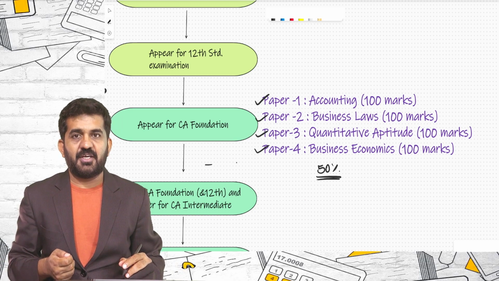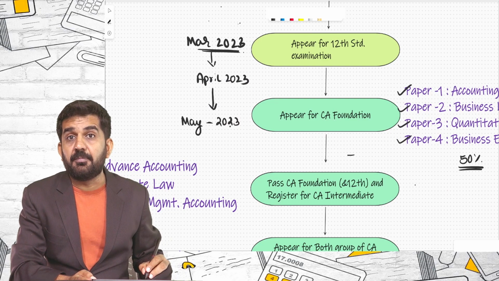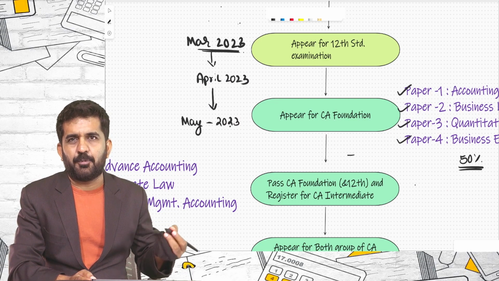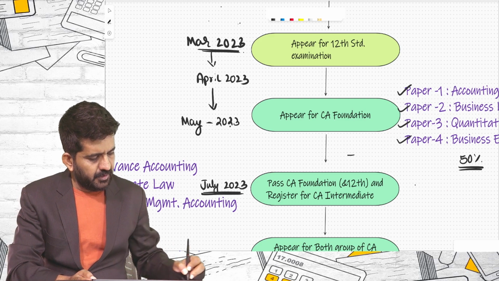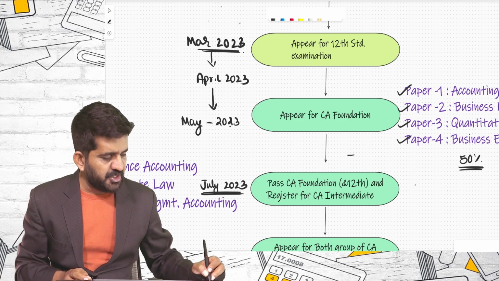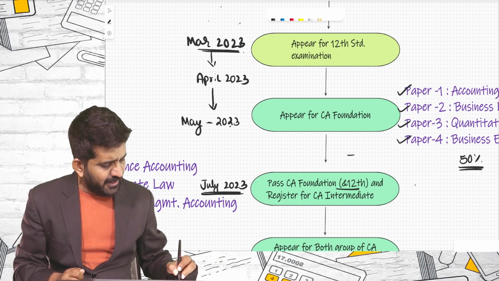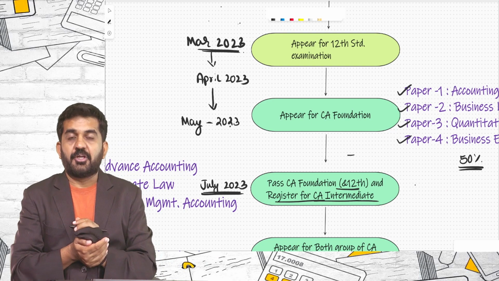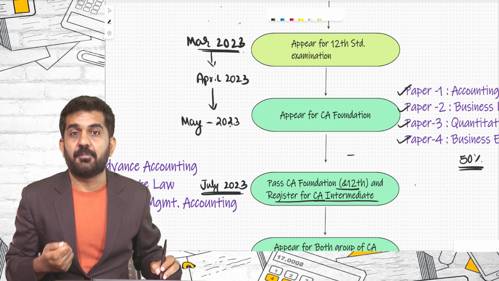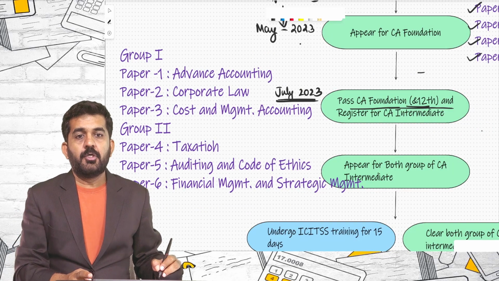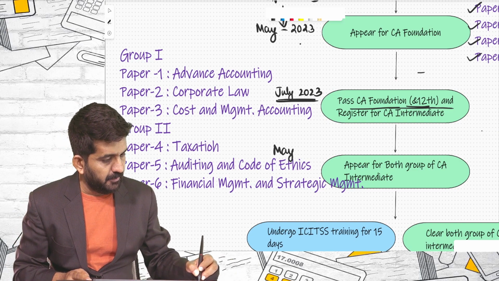Student will be appearing in CA Foundation in May 2023. After passing this examination in May 2023, student will get result approximately in 2 months. So in July 2023, he or she will pass CA Foundation examination. We are assuming he has also passed 12th standard examination and he is eligible to register for CA Intermediate. So in July 2023, student will register himself in CA Intermediate, both groups. Student can appear for both groups of CA Intermediate examination in May 2024.